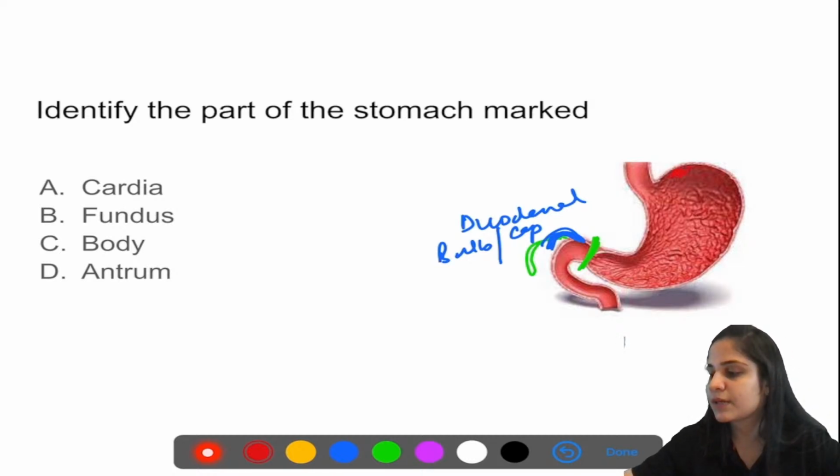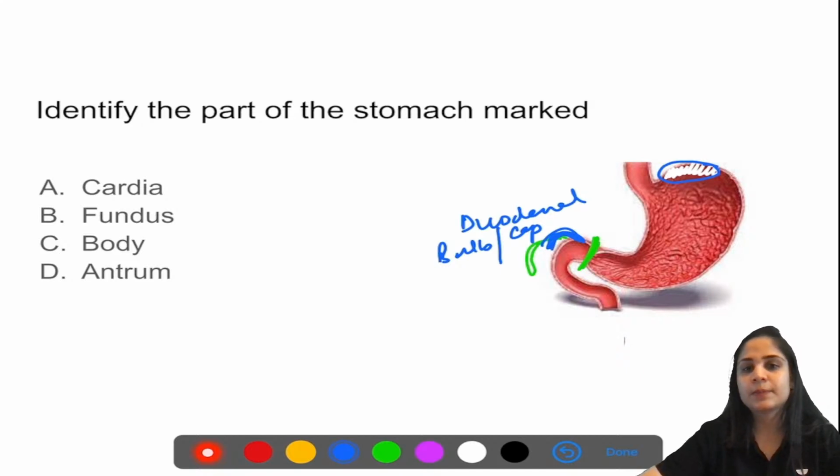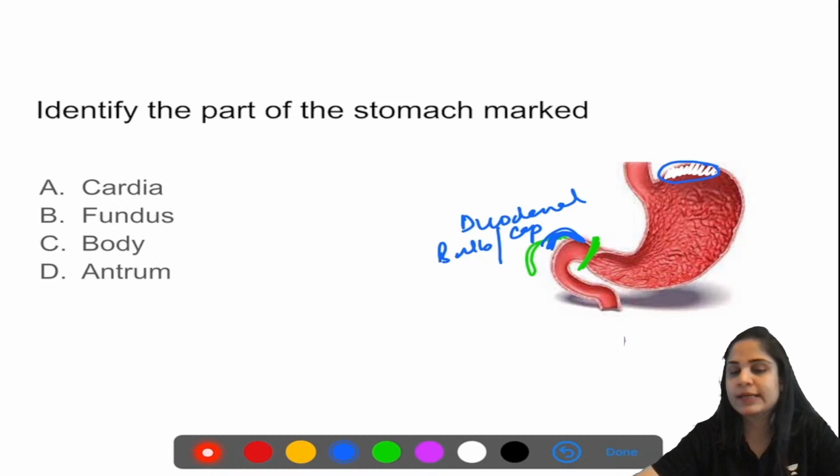Identify the part of the stomach that is marked over here. I am shading a part of the stomach. You can see the white part that I have shaded above this part. I want you to identify the part of the stomach: cardia, fundus, body, or antrum. Rajesh is saying fundus. Any other answers? Okay, everyone is saying that is the fundus.